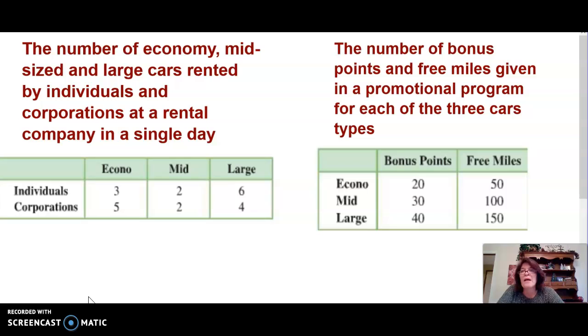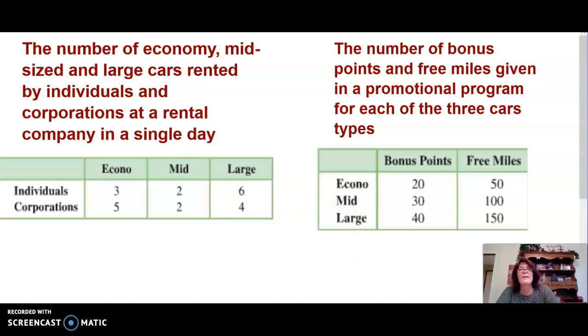Okay. All right. So here we have a chart. The number of economy, midsize, and large cars rented by individuals, corporations at a rental company in a single day. All right, so it has the headings here, but basically you can kind of see that this could be written as a 2x3 matrix, right? Then in this other chart, we have the number of bonus points and free miles given in a promotional program for each of the three car types. Okay, and notice what's that? That's a 3x2. So this is a 2x3, and this is a 3x2.